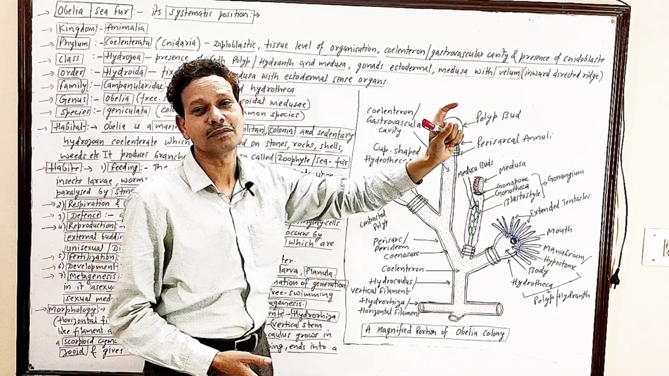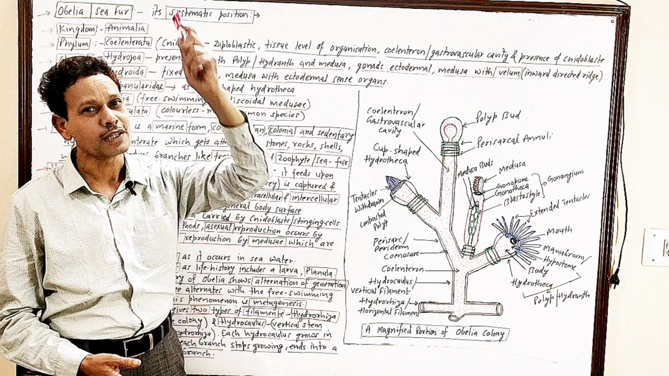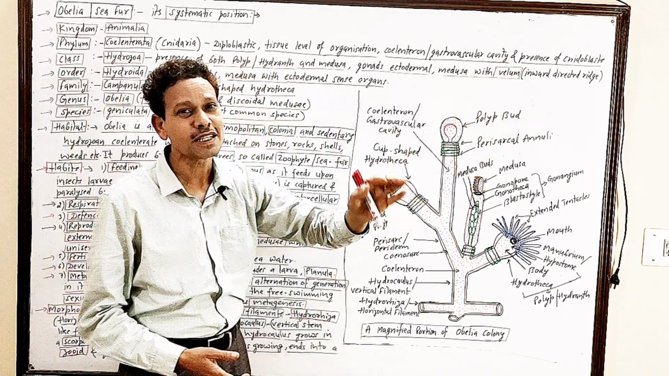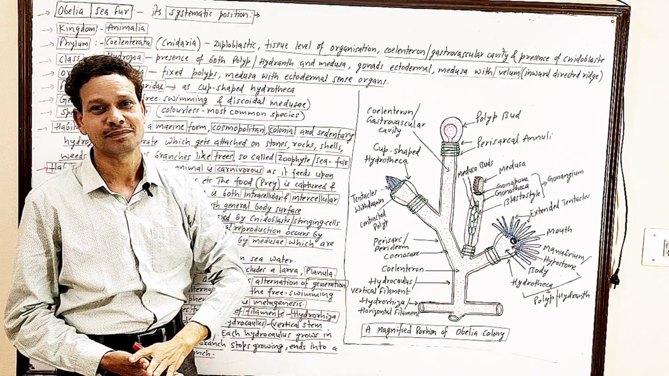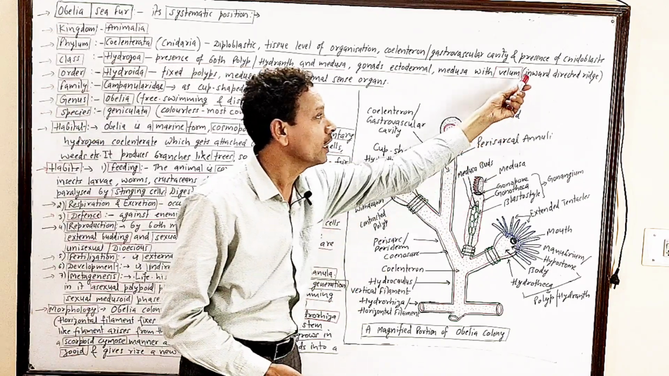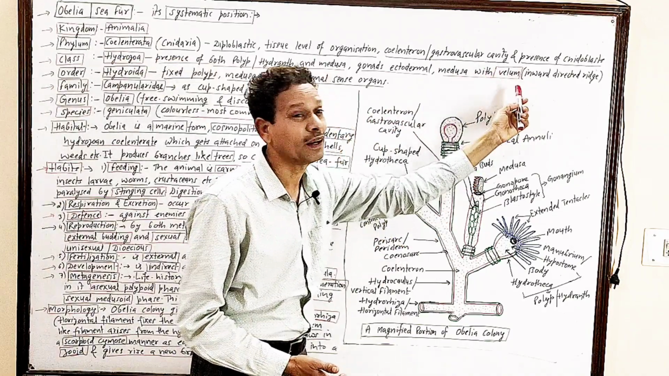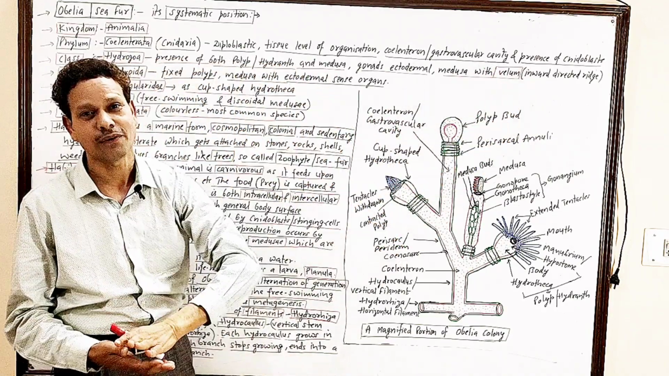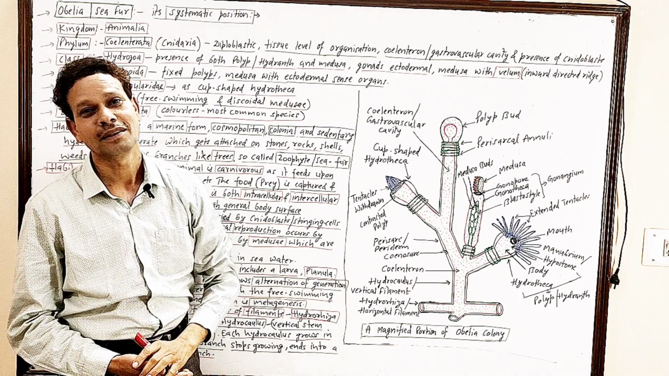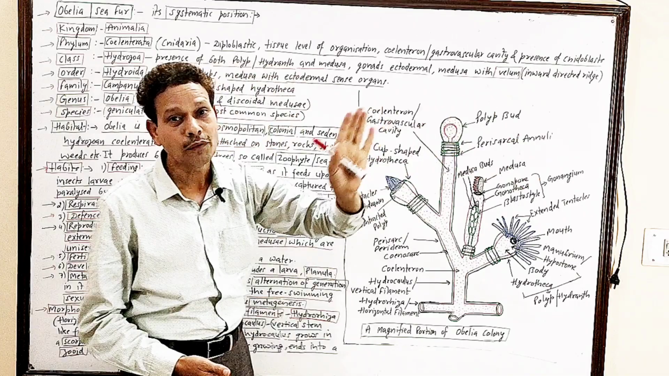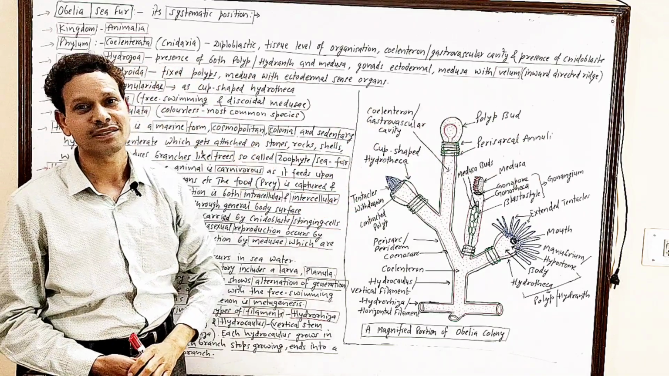Medusa with velum. Very important question for BSc students. Short type question, velum. It means medusa margins show inward directed ridges named velum. We said, children, margins of medusa grow directed inward and produce ridges. Velum.